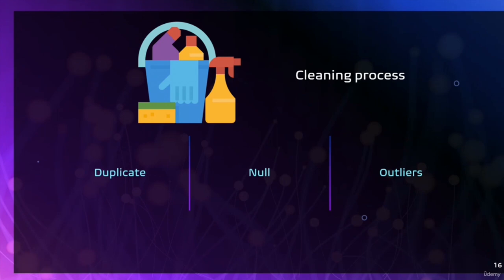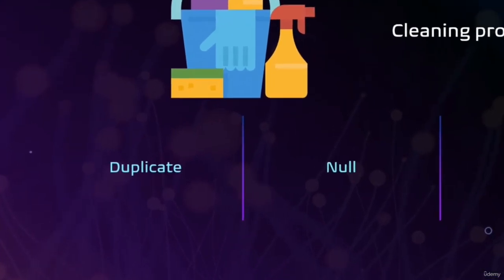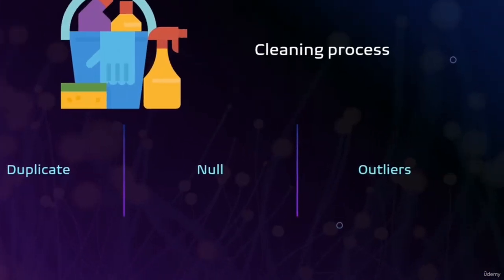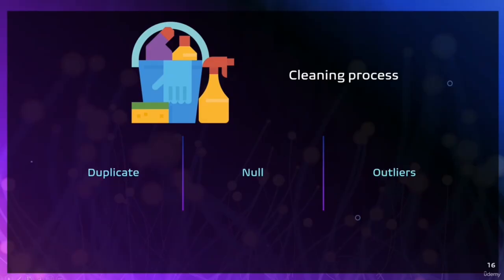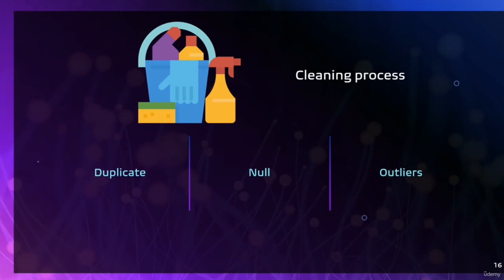We have a lot of possible paths in the cleaning process, but there are 3 important stages that we cannot forget in this cleaning: the duplicate values, the null values, and the outliers. Also, in this step, we can make some other columns, some calculations, changes in the data frame, but these 3 are among the most important.